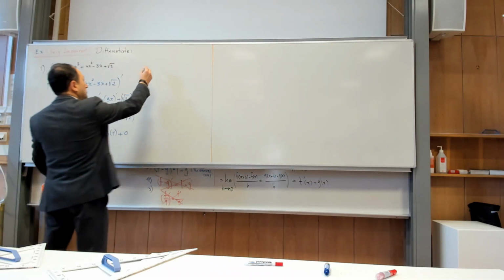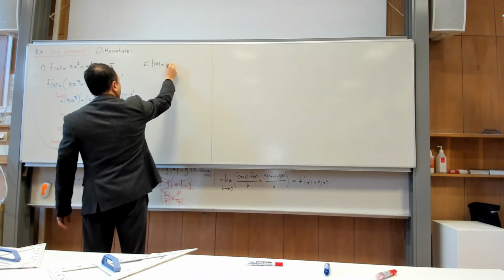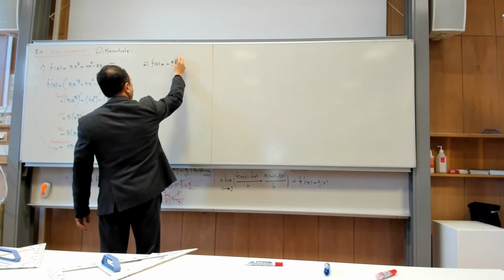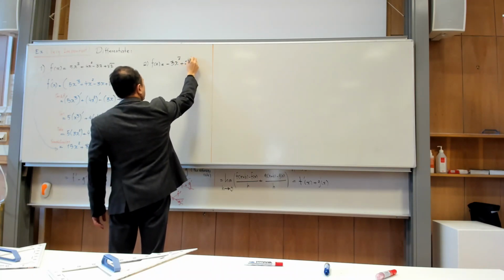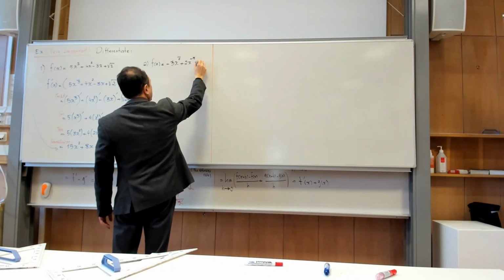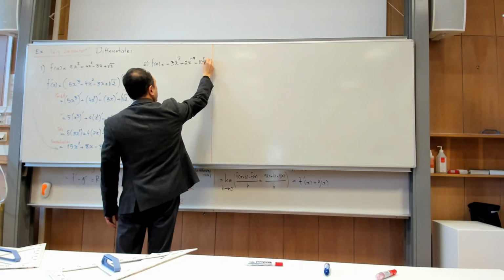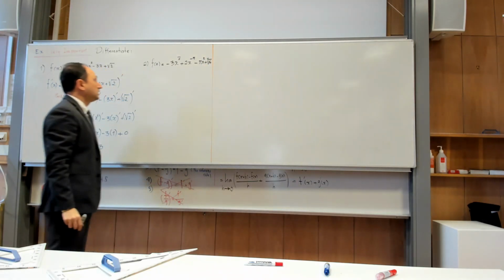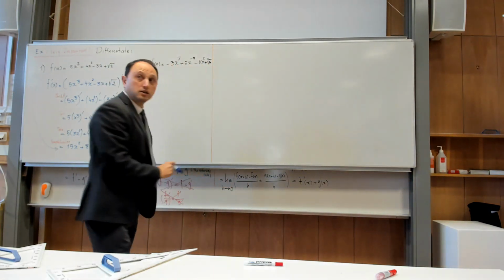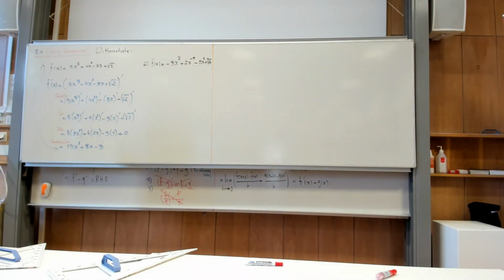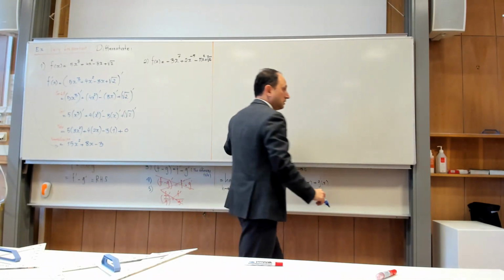So number 2, f of x equals minus 3x to the power of 7, I don't know, plus 2x to the power of minus 5 minus pi x to the power of 2 plus the third root of 5. Okay, now can you tell me immediately what is the derivative? I told you, because a square root of 2 is constant.